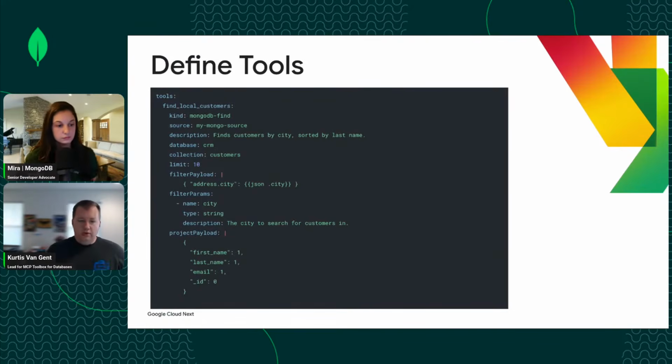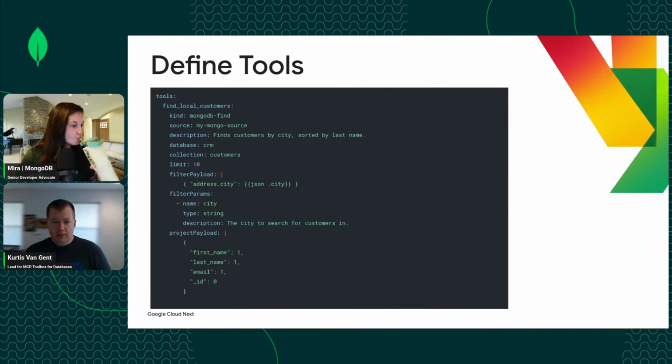So the way you define tools is essentially by specifying the things we talked about before. You can say the name of the tool is going to be find local customers. You can say what kind of tool you want. In this case, we're going to use the MongoDB find. The source is which MongoDB source this tool is going to execute on. So in this case, we're going to say the MongoDB find tool will execute on the my Mongo source.